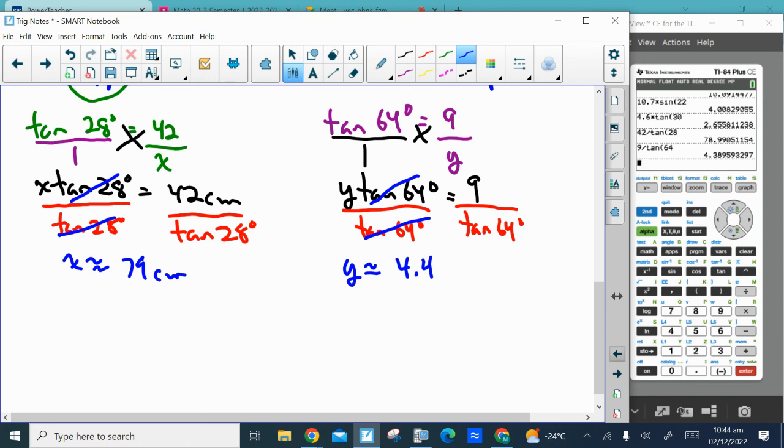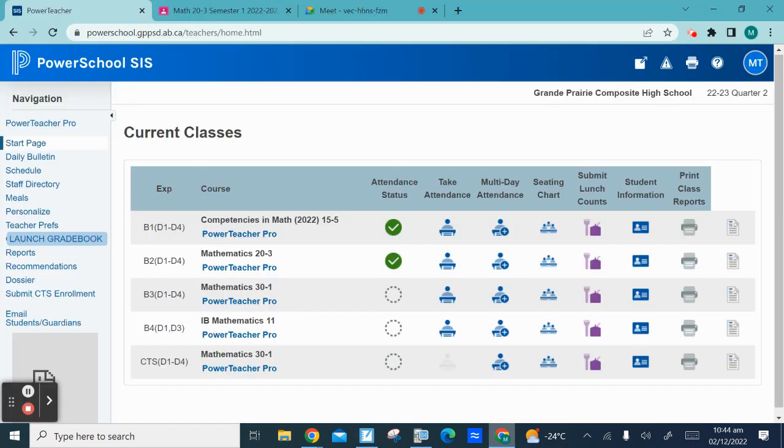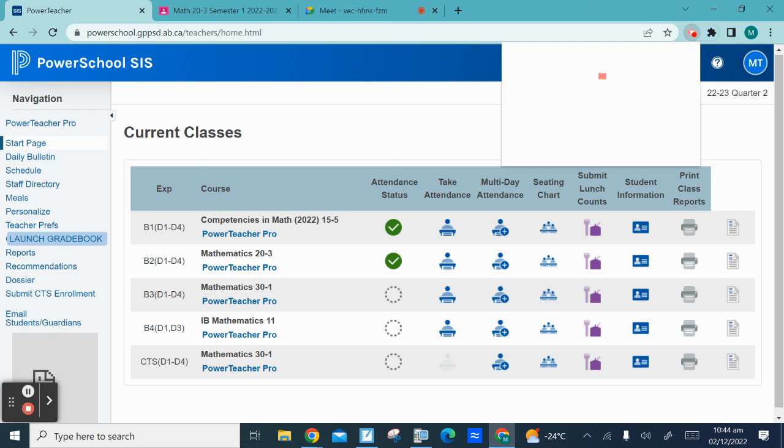So I'll hand out the assignment. Do the assignment. I will post the answers on Google Classroom. Do the practice. Check your answers on Google Classroom. Make sure you're doing them right. If you do the practice, you're going to do better on your quizzes and your tests.